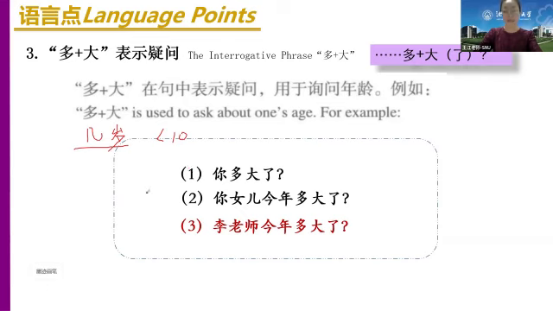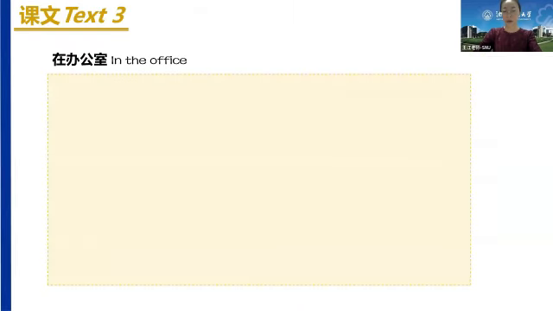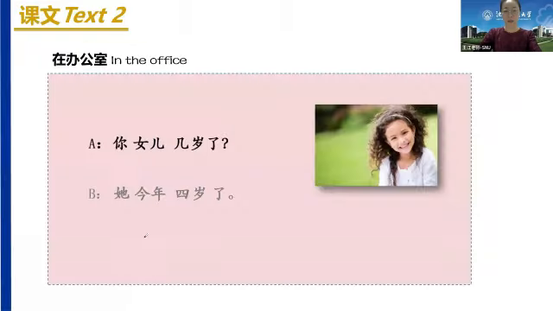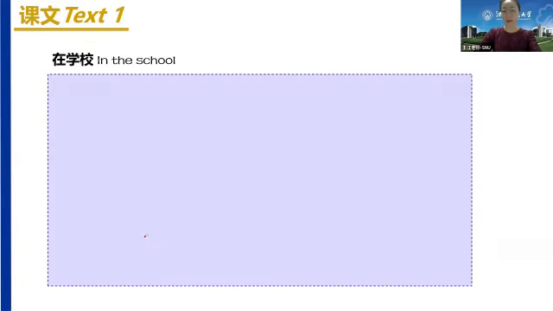Okay, so are you clear? Yes, ma'am. We have reviewed the text. Now I will ask you to make the dialogue without looking at the PPT. Okay. So from text 1 to text 3.